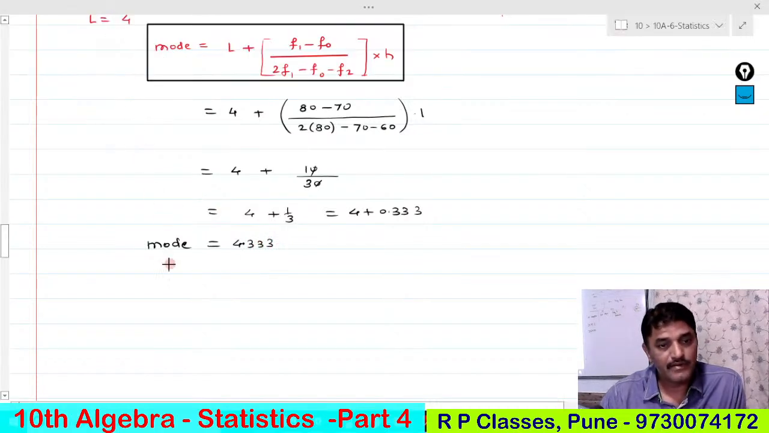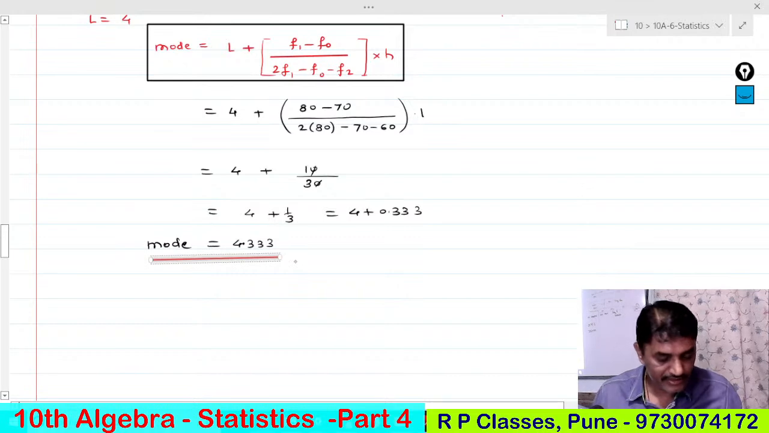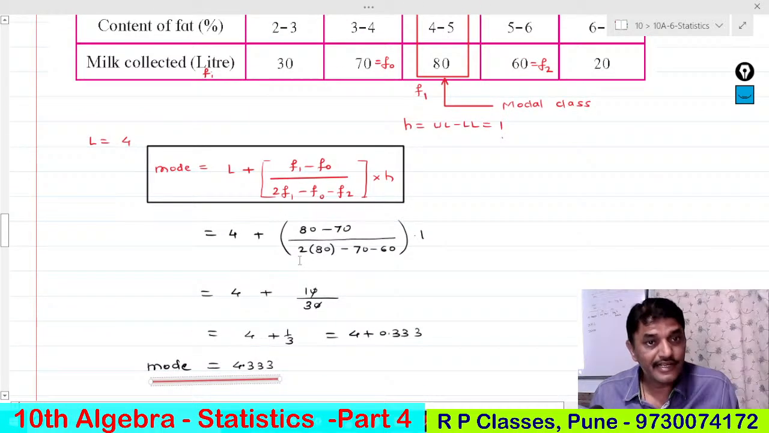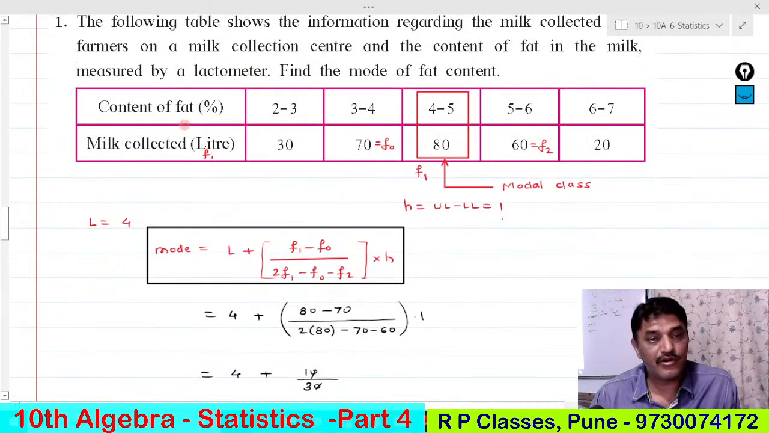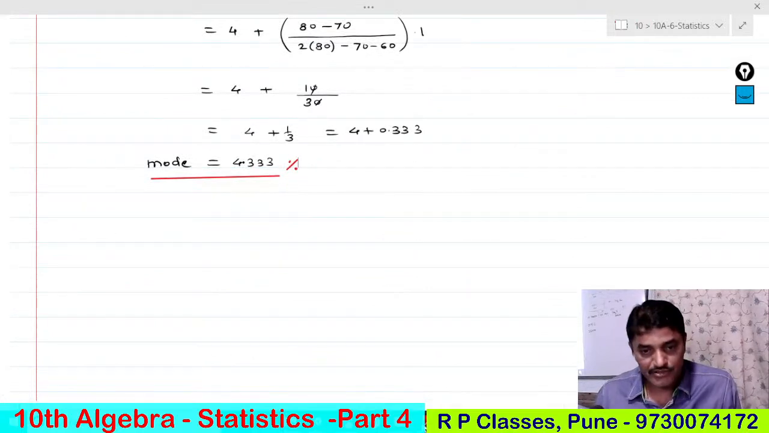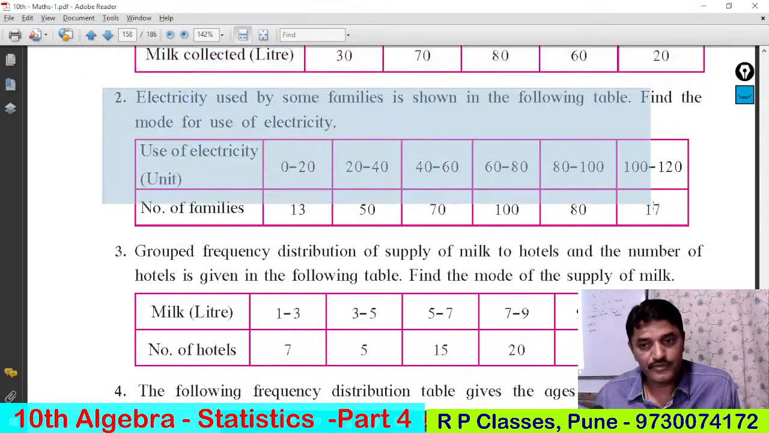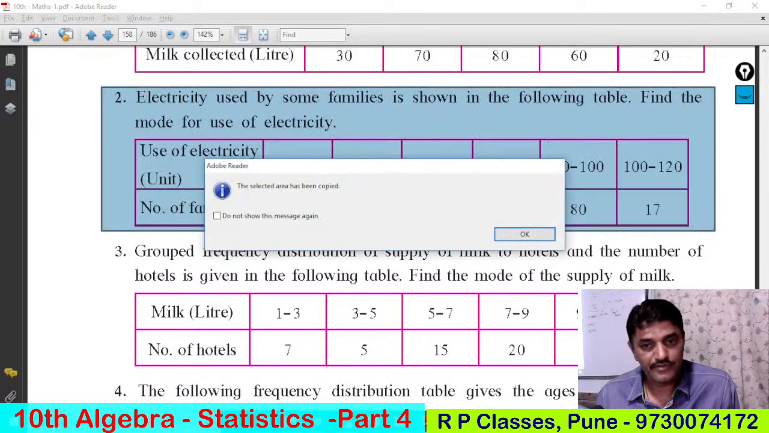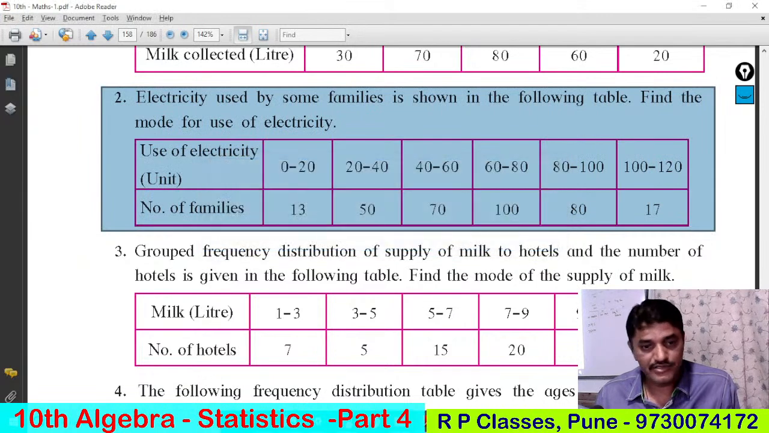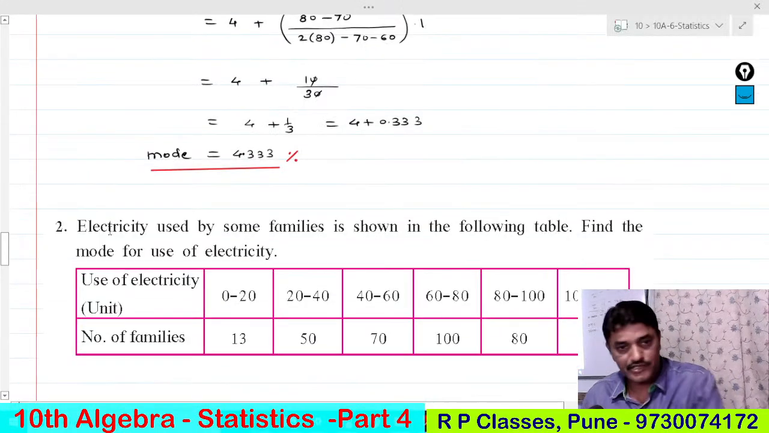Any doubts about that? That is so simple. 4.33. They are saying content of the fat, so this content is in percentage. So I'll say mode is equal to 4.33%. Is that clear? We go for the next question now. Question number 2. I hope this is clear to you. Good. Next. Here on my screen is the next question.